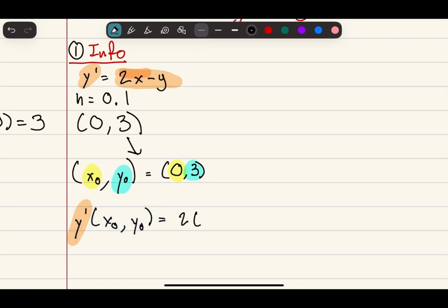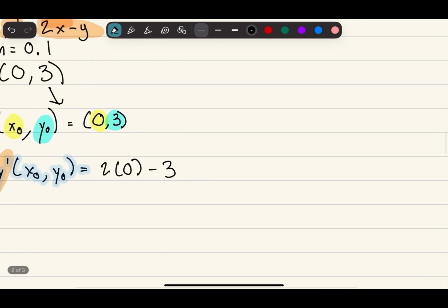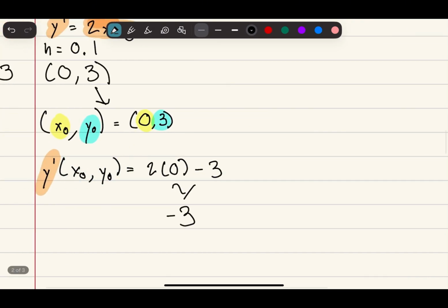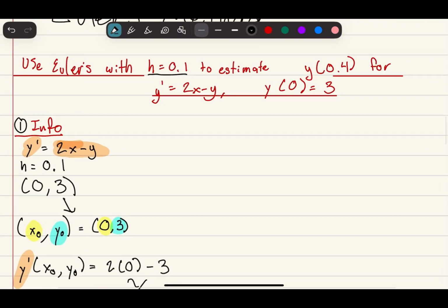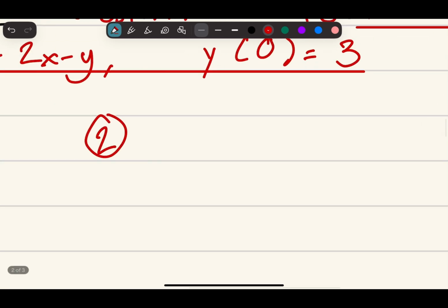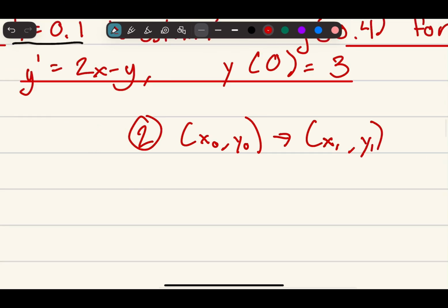So x is 0, so it's going to be 2 times 0 minus 3. And right off the bat, boom, we get negative 3. So this y prime is equal to negative 3. Now that we have all the information that we need, we can move to our next step, where we go from x0, y0 to x1, y1.